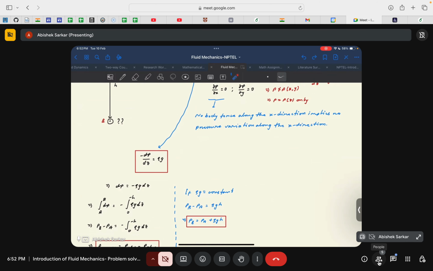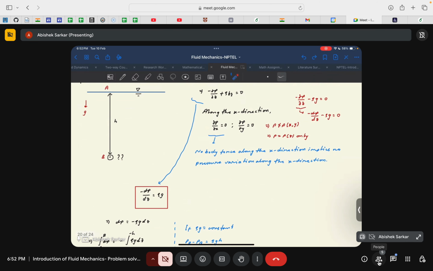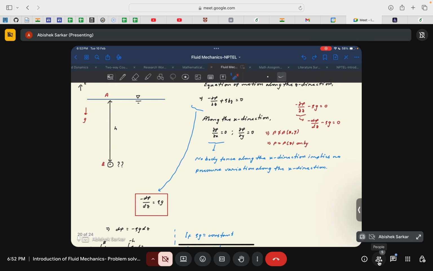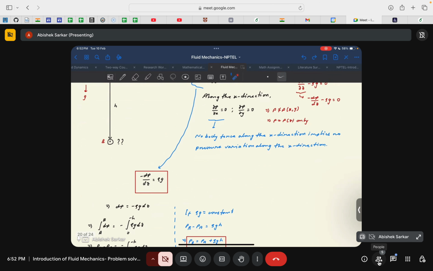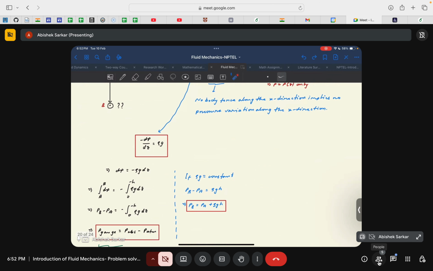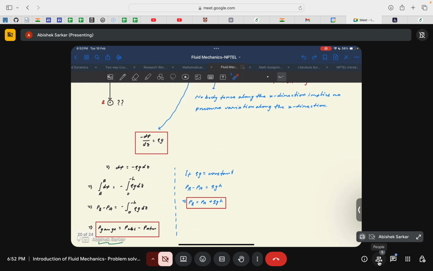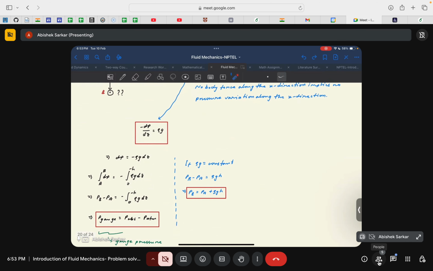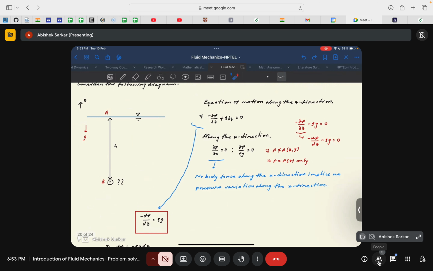So our task was, let us not forget, to find the pressure difference between point A and B, where B is at a depth of h. Let us just integrate this equation now. We have our equation, a simple ODE. Now let us integrate it. So what will be the limits? We can write dp is equal to minus rho g dz. So our limits would be from A to B, where we know the initial point A, so our final point is B.